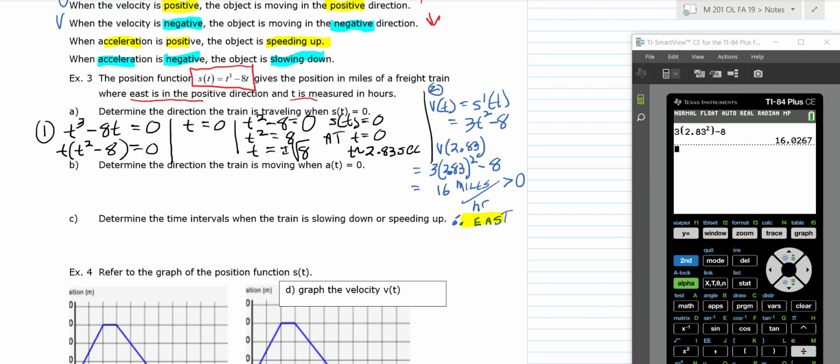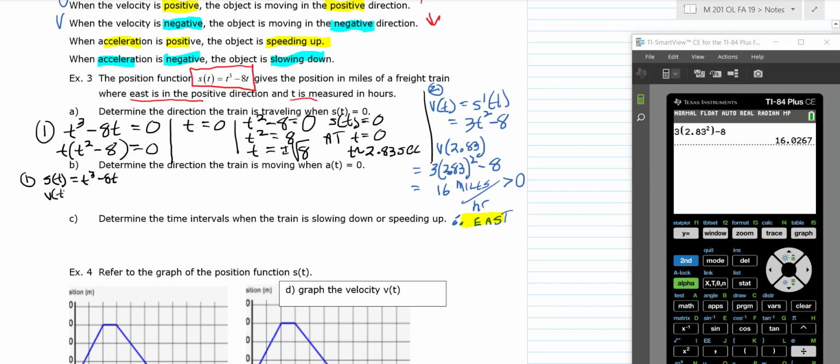So the next part of this problem, we're determining the direction the train is traveling when the acceleration is 0. So first of all, what you've got to do on this, again, is we have s of t was given as t to the third minus 8t.